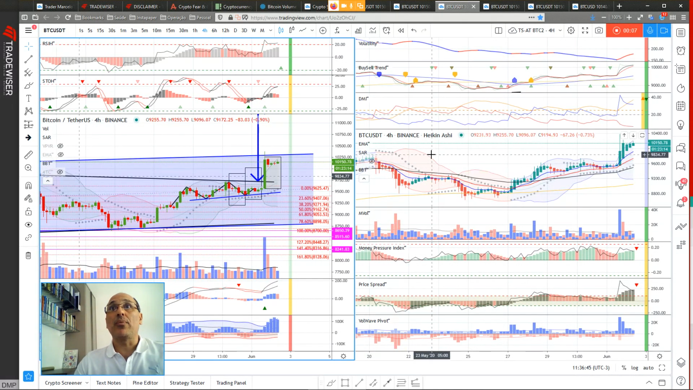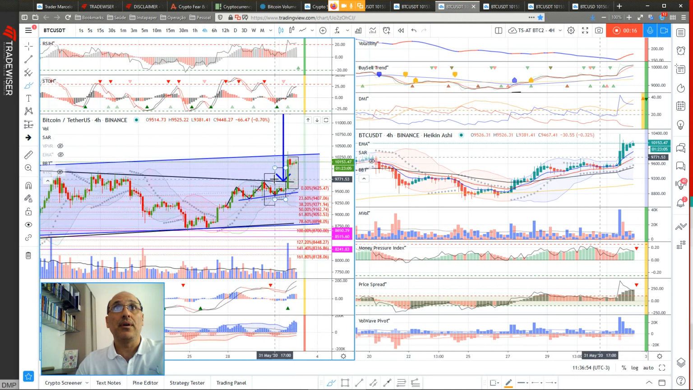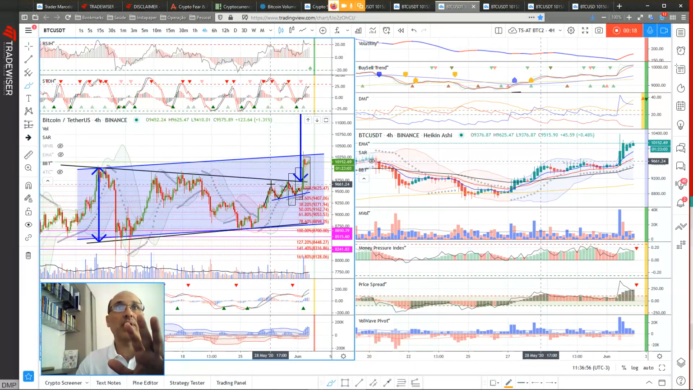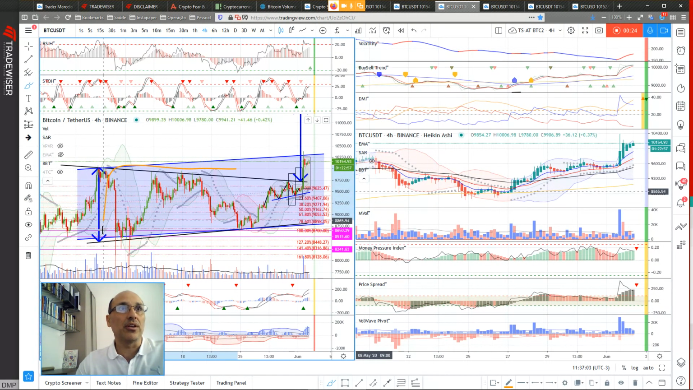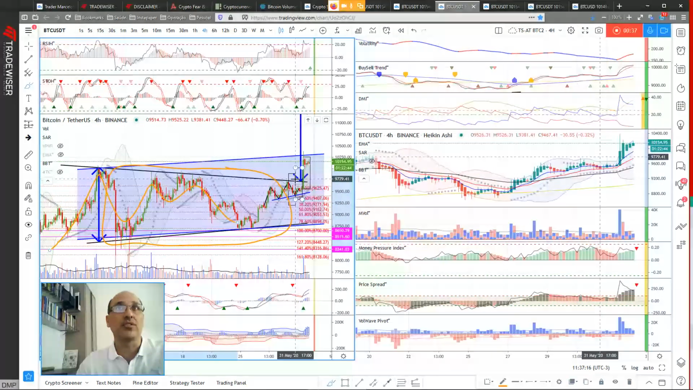Let's see what we have. We have some new stuff going on here. As you can see on the 4-hour chart, I managed to put the prices inside this blue uptrend channel. You can also see a symmetrical triangle within the black lines, the upper one and the lower one. So it came from under, got inside this triangle, and just moved out.